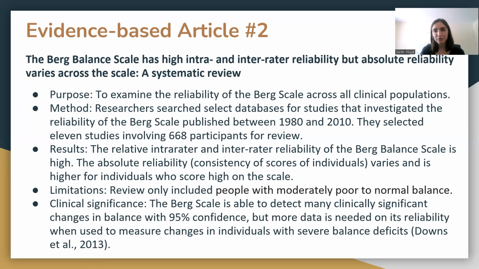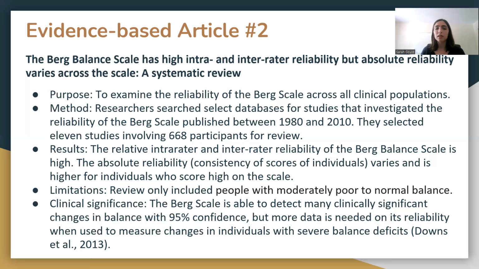So this is another systematic review, and I also mentioned some findings from this in the previous reliability slide. Basically, the purpose of this systematic review was to determine the reliability of the Berg scale across all clinical populations, not just stroke. Researchers selected databases for studies that were published between 1980 and 2010. The relative intra-rater and inter-rater reliability was found to be high, and the consistency of scores in individuals, the absolute reliability, varied more.